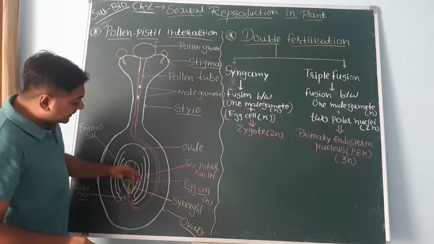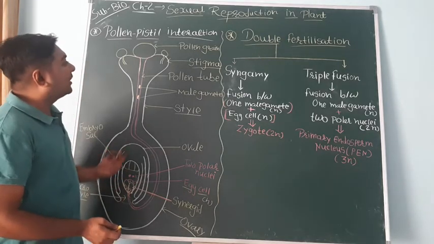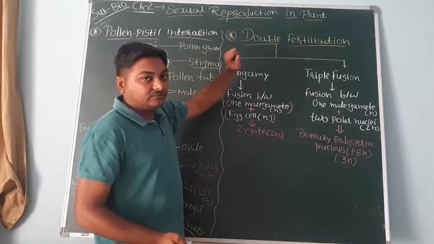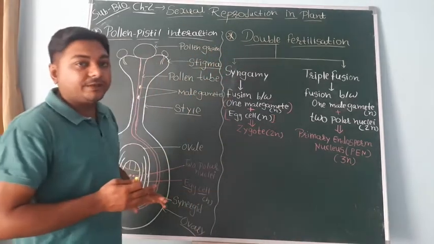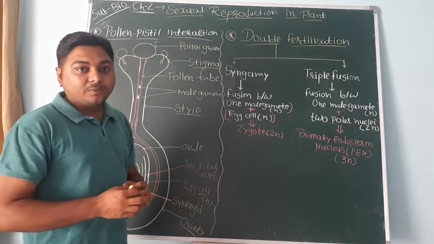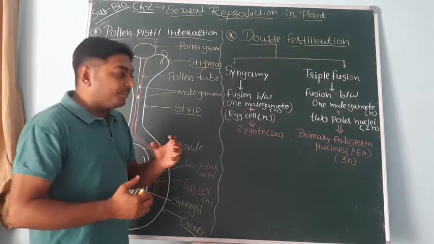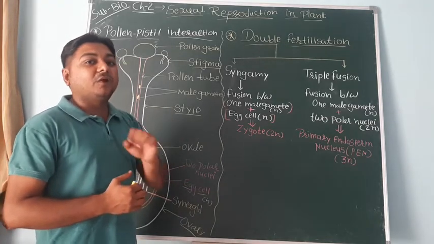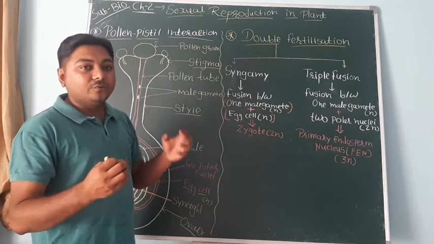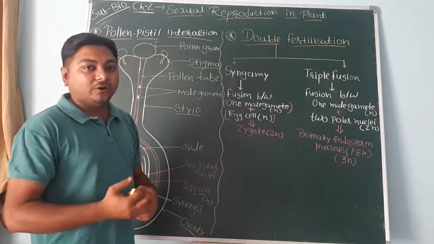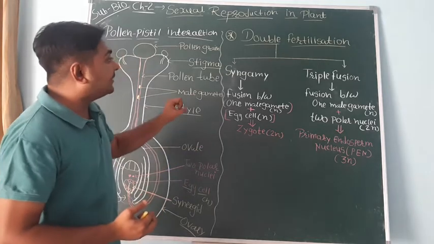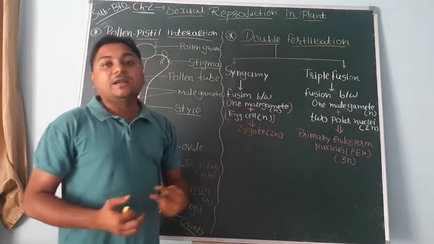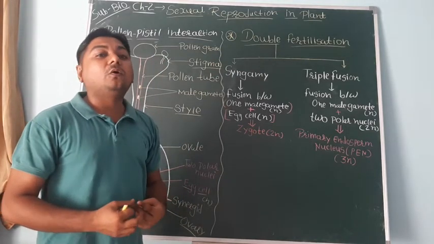Then the next process, called double fertilization, starts in the plant. All of you know fertilization means the fusion of male and female gametes, which forms a zygote. In most organisms, like humans and other animals, there is a single fertilization: a single male gamete fuses with a single egg cell and forms a zygote. But in angiosperm plants there is double fertilization. It means two types of fertilization, two types of fusion, take place.